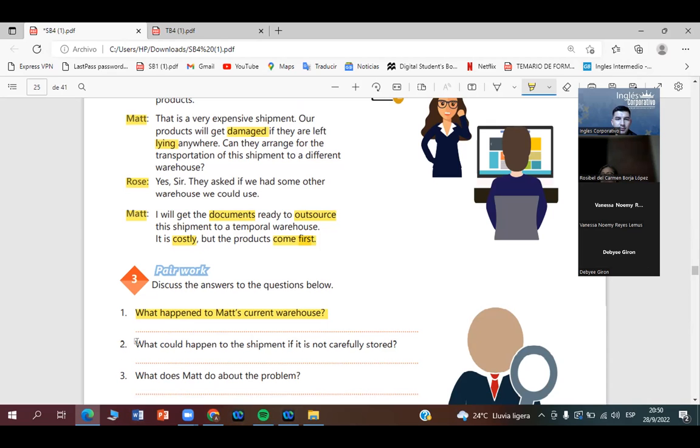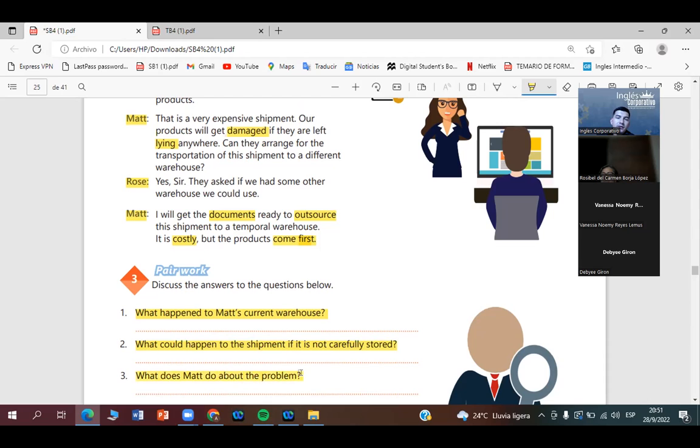Okay. Second question. What could happen to the shipment if it is not carefully stored? The product will get damaged, right? Very nice. Awesome. So that's the answer. Let's go with number three.